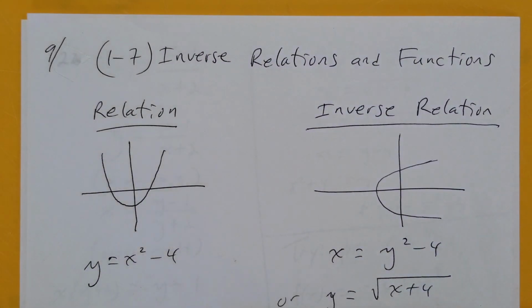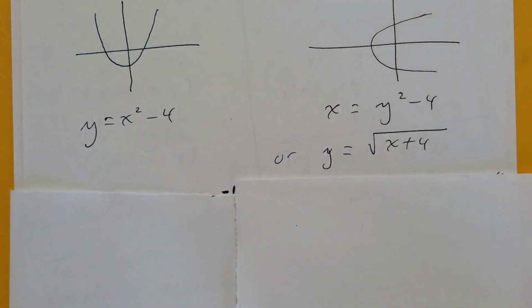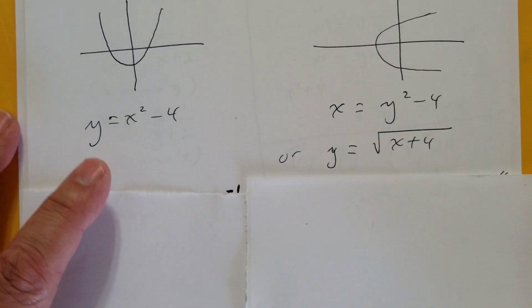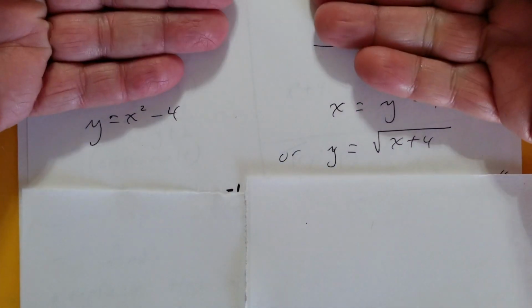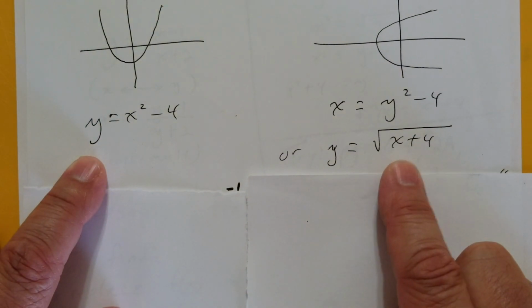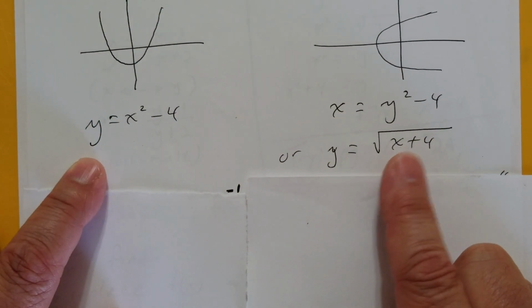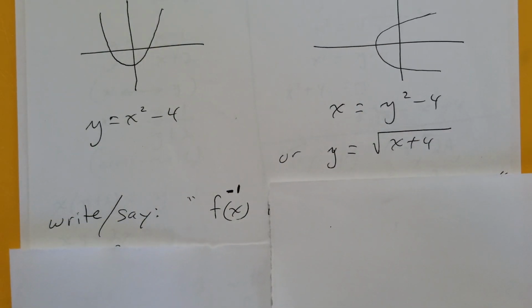Okay? So maybe you don't see it yet. You will when I show you the steps and the two examples. But these two are inverses of each other, right? If you didn't have the graph, you would know that these two are inverses. There's a way to check. Okay, so how do you write that down?